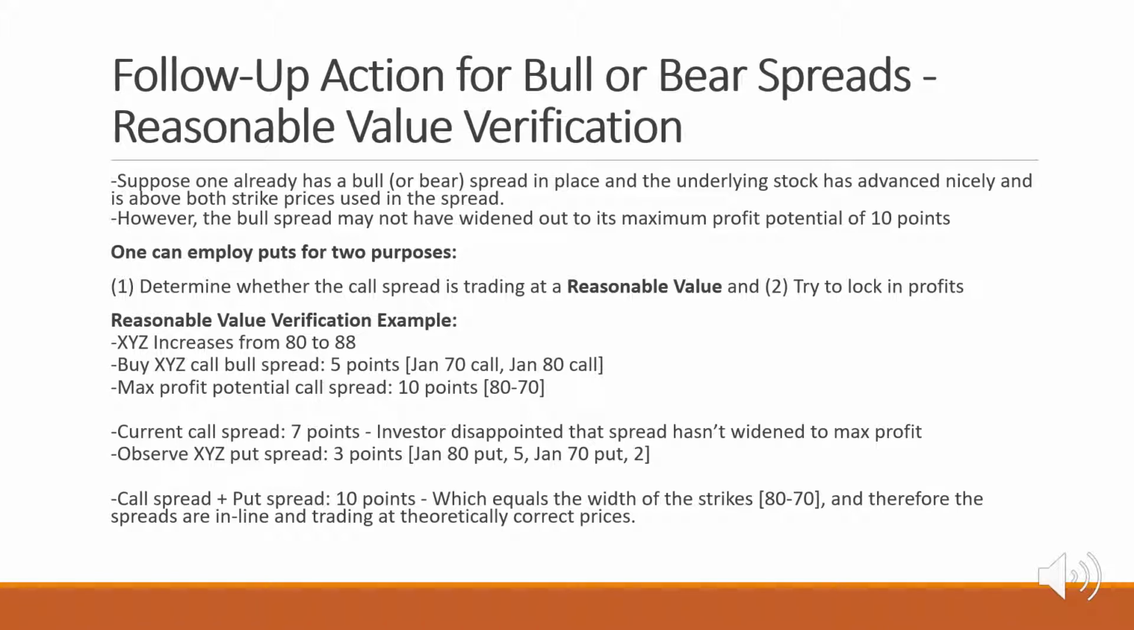The investor could observe an XYZ put spread to get a reasonable value verification for his call spread. If the put spread is 3 points when your call spread is 7 points, which equals the total width of the strikes, 80 minus 70, one can infer that the spreads are in line and trading at theoretically correct prices. Even though they're not at max profit potential according to the investor, they are at max profit potential currently according to market prices.